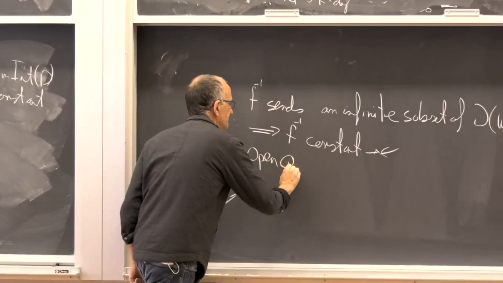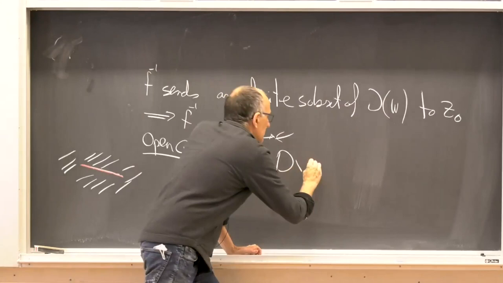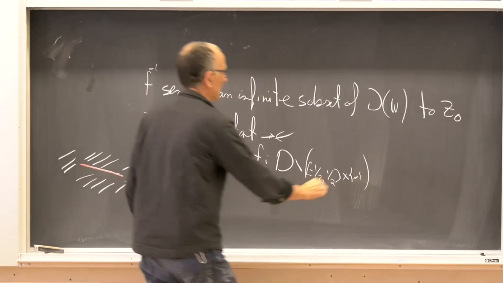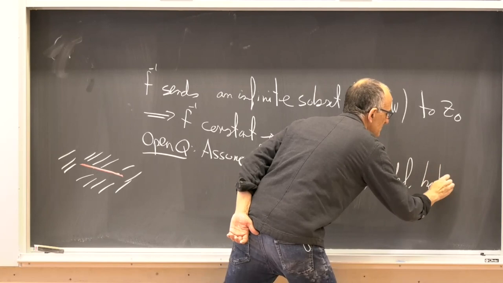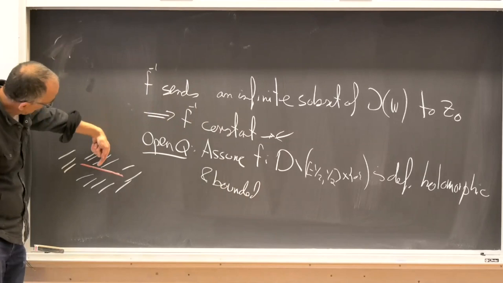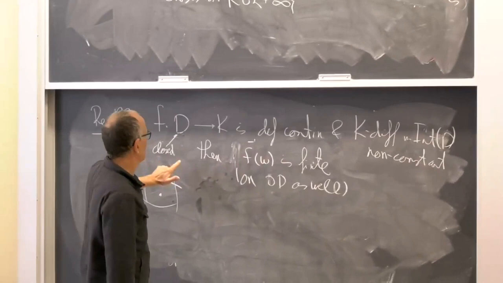Assume f from the unit disk minus the interval from minus half to zero, this is what I mean, is K differentiable and bounded, definable in some o-minimal structure, holomorphic. Now let's do it classically. And bounded. So it has a limit from this direction. It has a limit from this direction, but it might not be the same limit. Right? So this was not precise, what I said there.